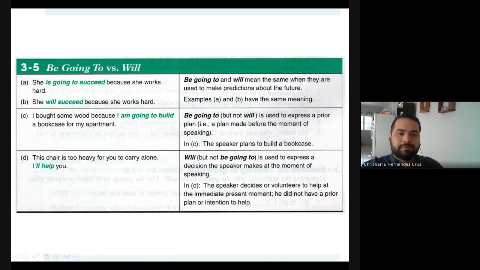Okay? So let's see that. This chair is too heavy for you to carry alone. I will help you. Notice that I contracted will and it became I'll. I'll help you. I will help you. Basically, I've been watching you carry that chair. I thought you could do it by yourself. I realize now that you can't, so I guess I will help you now. Okay? This is a new decision that I took at the moment, versus be going to, which is a decision that I made earlier in the past.